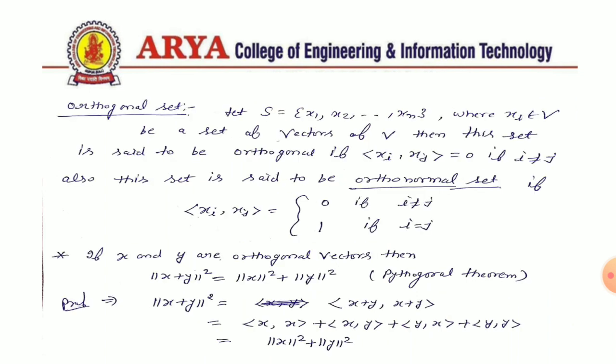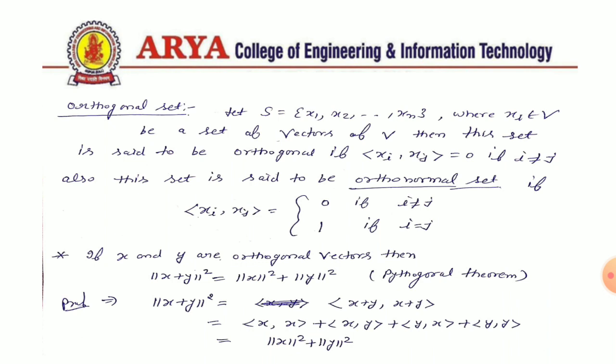Now how to define an orthogonal set? Let S equal x1, x2, x3 and so on up to xn, where xi belongs to V, be a set of vectors of V. Then this set is said to be orthogonal if the inner product of any two vectors of it equals 0, that is, inner product of xi and xj equals 0 if i not equals j.